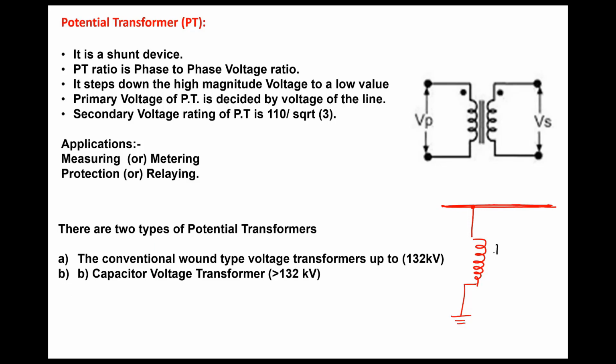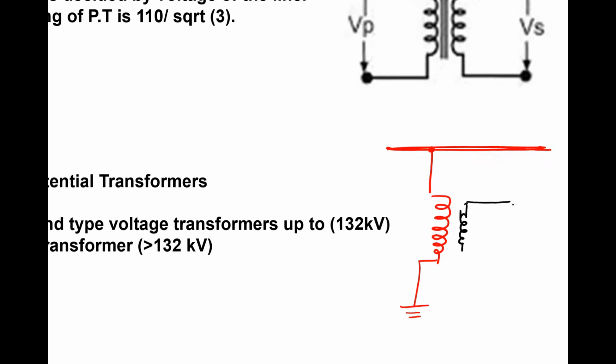The secondary of this one is connected to either voltmeter or relay. Voltmeter for measurement, relay for protection. So basically it is a shunt device, it is connected between conductor and ground.